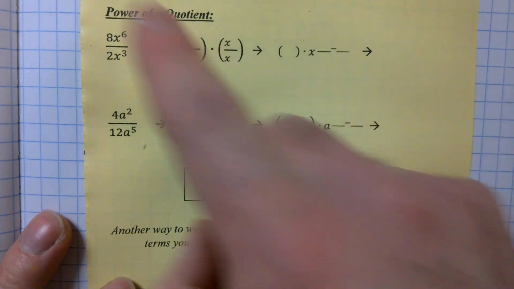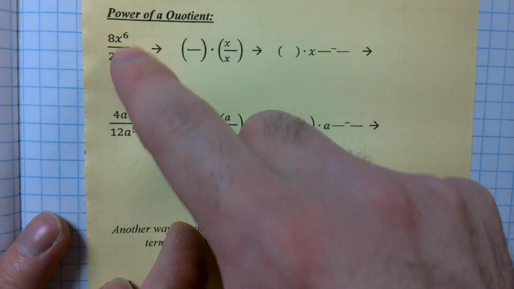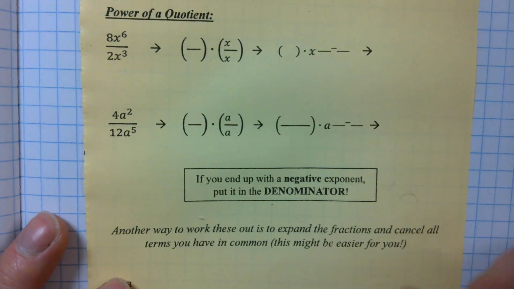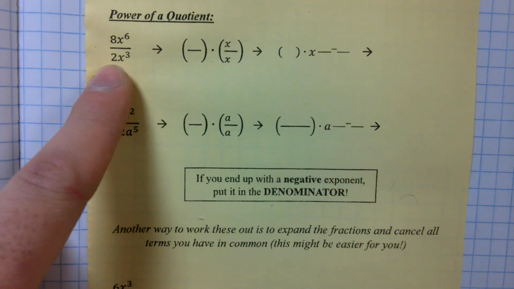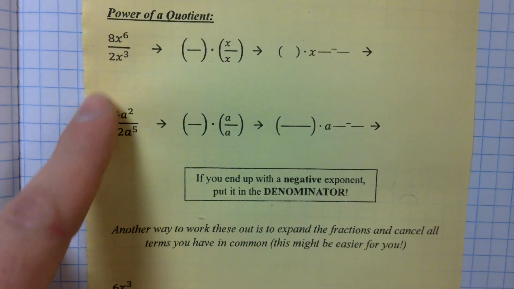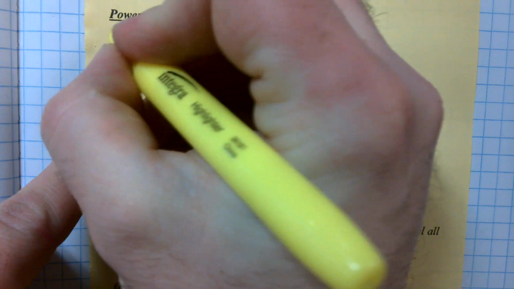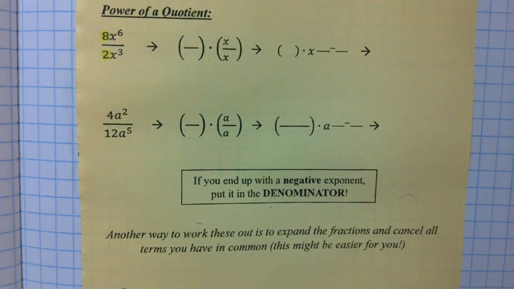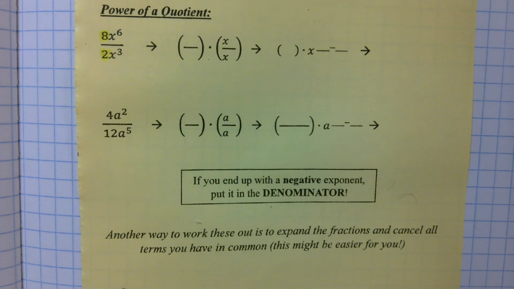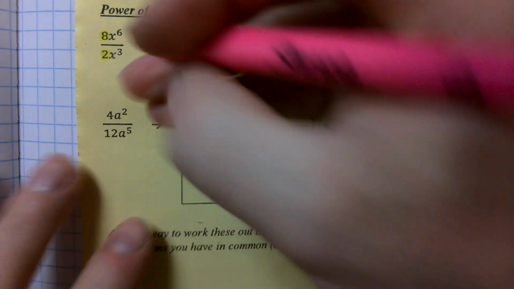Okay? Let's start with this. We got 8x to the 6th over 2x to the 3rd. What are my coefficients in this problem? 2 and 8. I'm going to hit those with my yellow highlighter. What is my like base in this problem? X. And x has the powers of what? 6 and 3.